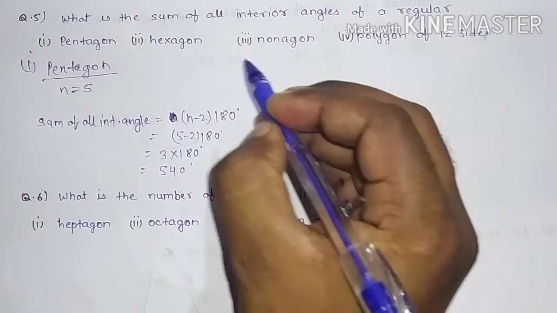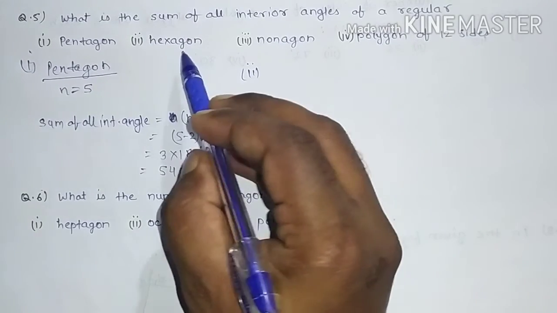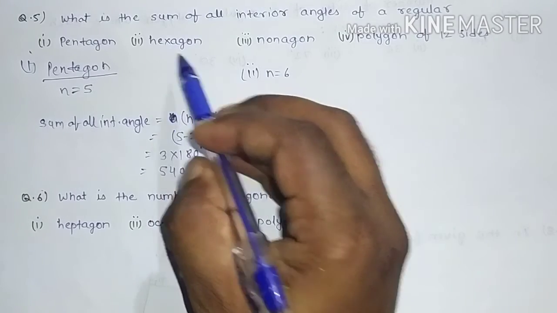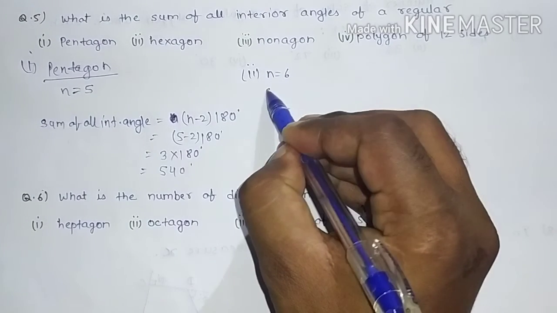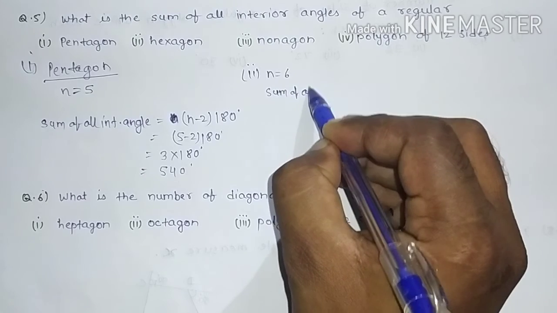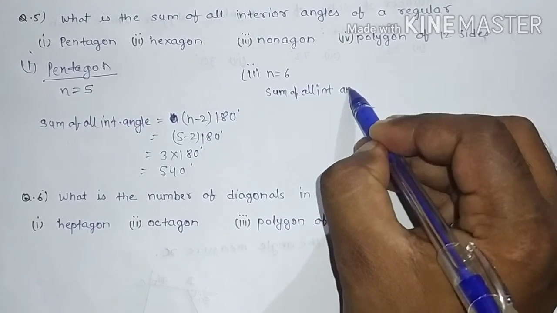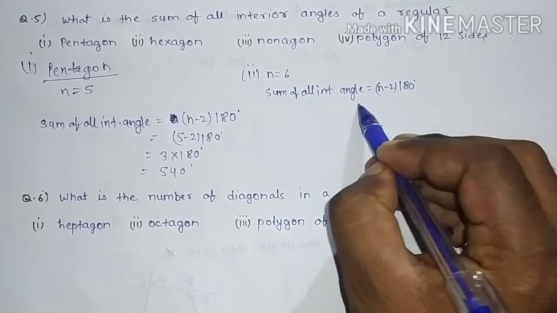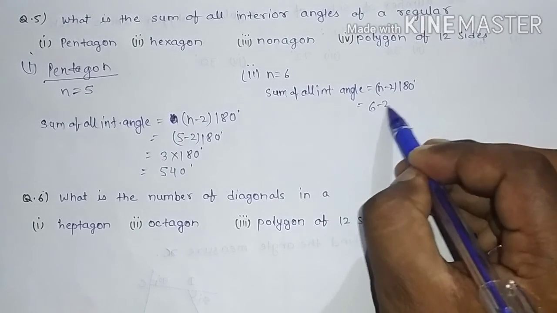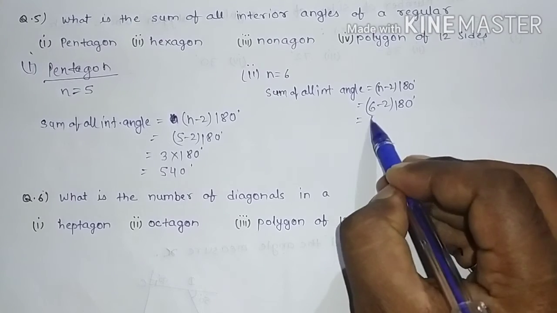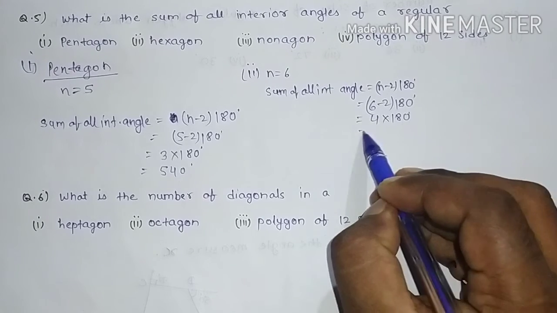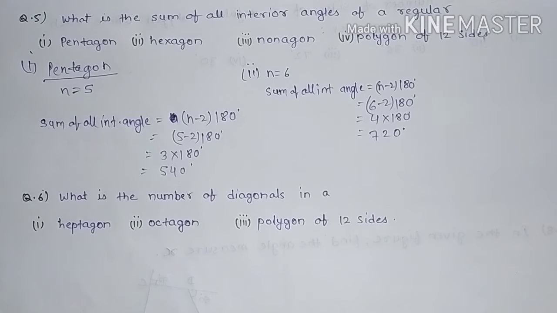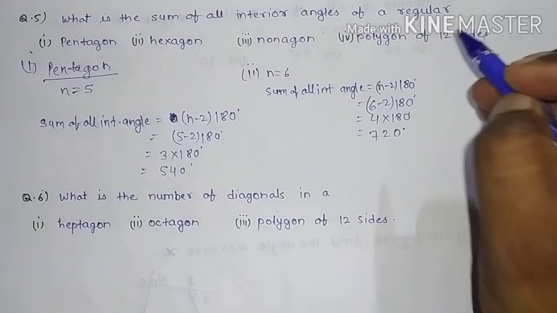Now question number 2. A hexagon is given here, so n equals 6. We know the number of sides of a hexagon is 6. The sum of all interior angles, the formula is (n minus 2) times 180 degrees. Put n equal to 6: 6 minus 2 times 180 degrees. This is 4 into 180 degrees, and this will be 720 degrees.